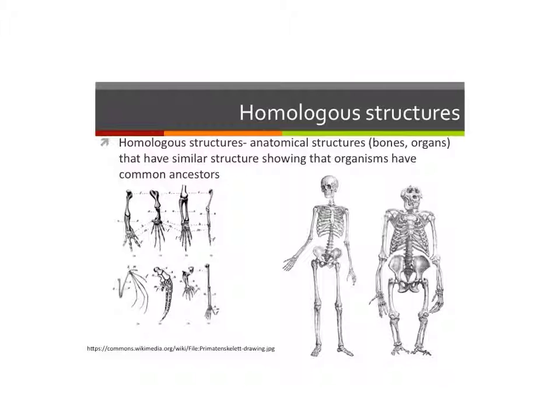When we compare the body structures between organisms, we are studying something called homologous structures. Homologous structures are anatomical structures such as bones and organs that have similar shapes and sizes. So what does this all mean? It means that organisms that share common structures with each other also share a common ancestor.